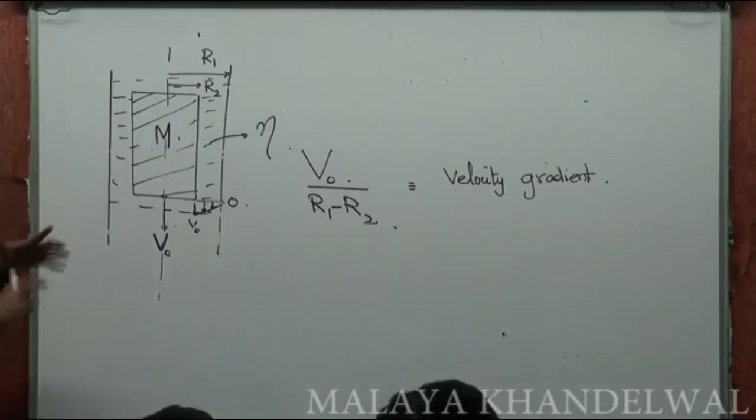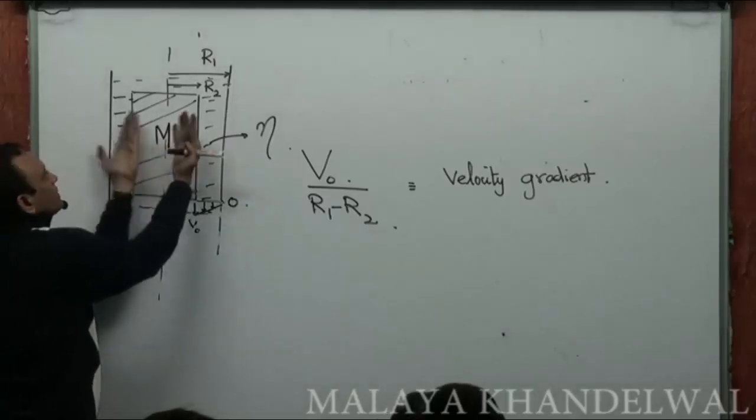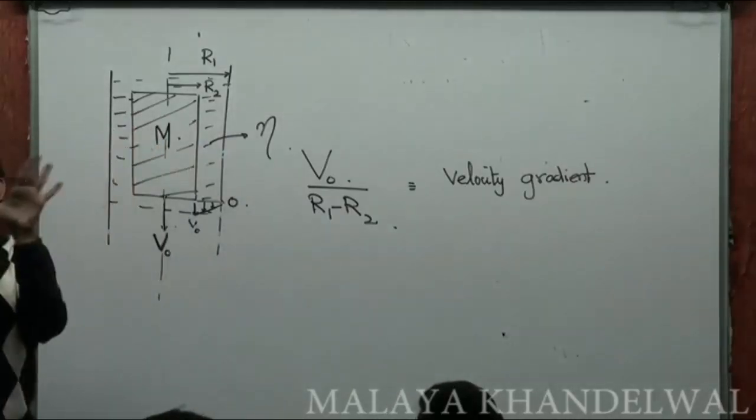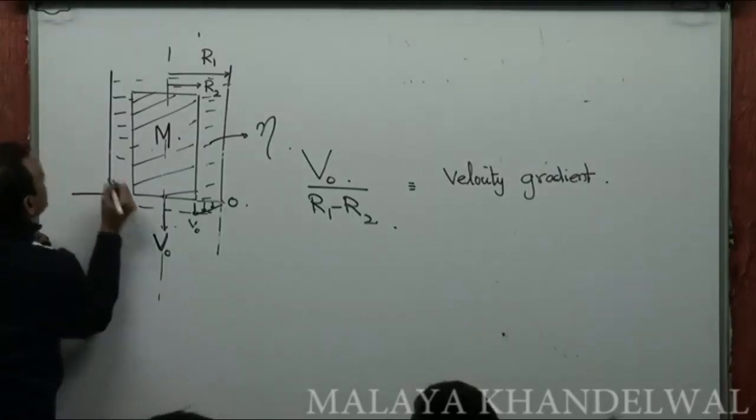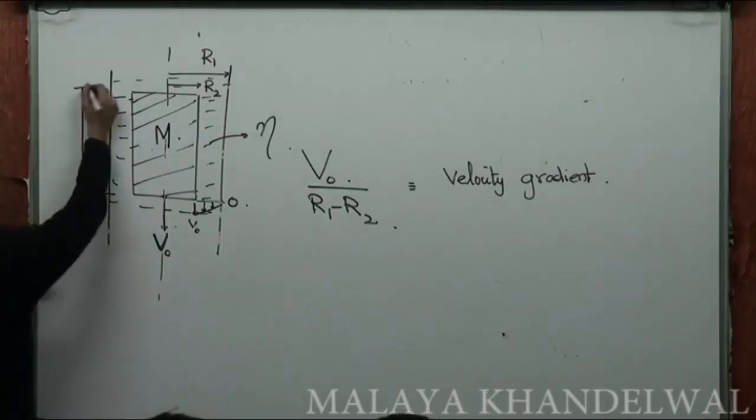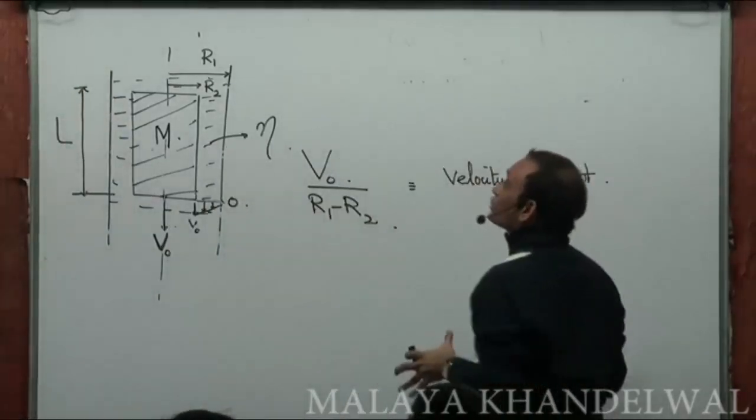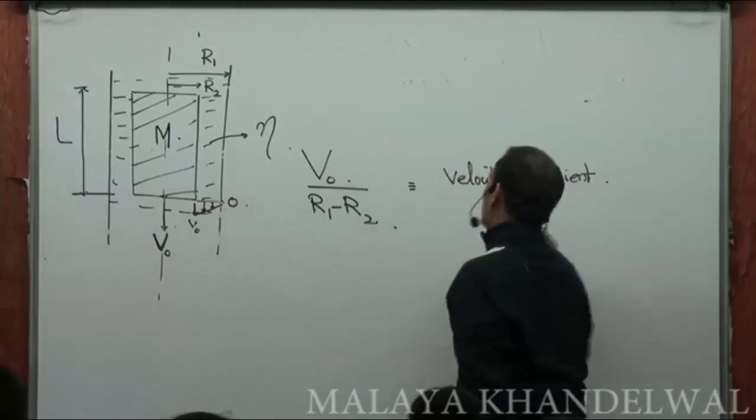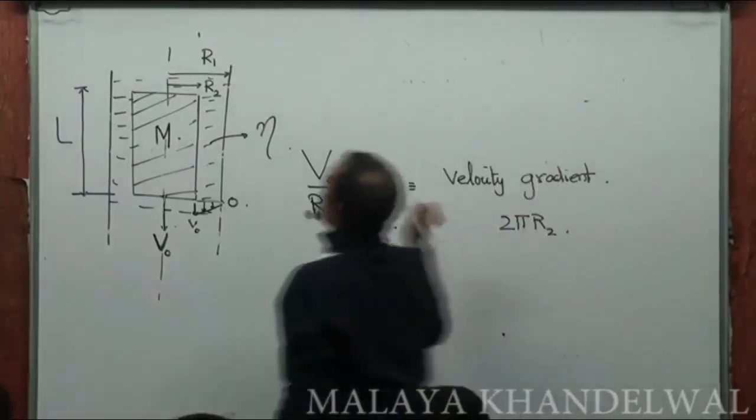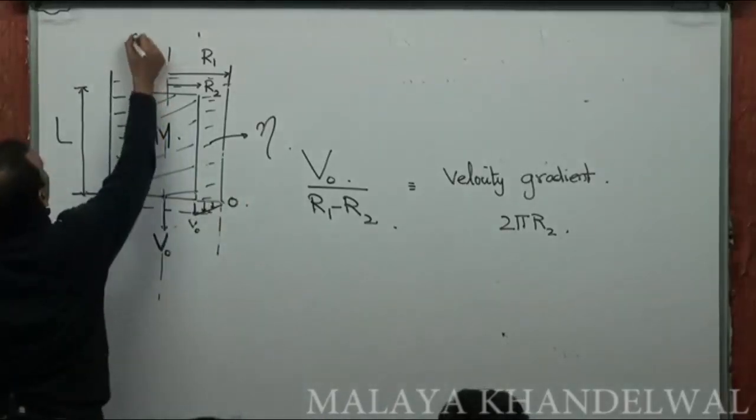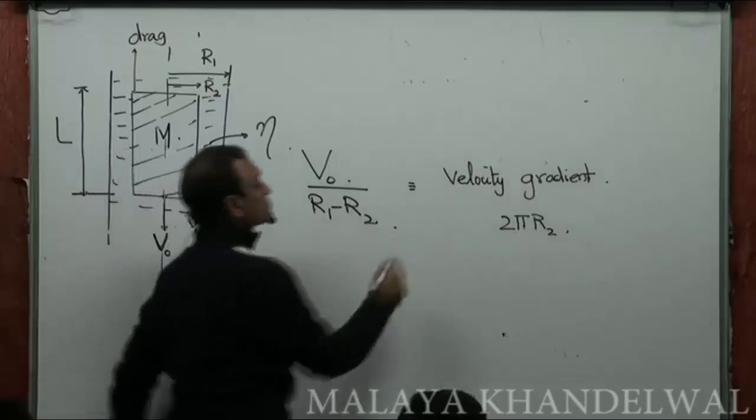Now, there is a viscous drag. What's the area that the piston has over which the drag is experienced? If L is the length of the piston, what's the curved surface area? 2 pi R2 L. So, over this 2 pi R2 L, it will experience a drag upwards. What's the drag that it experiences?